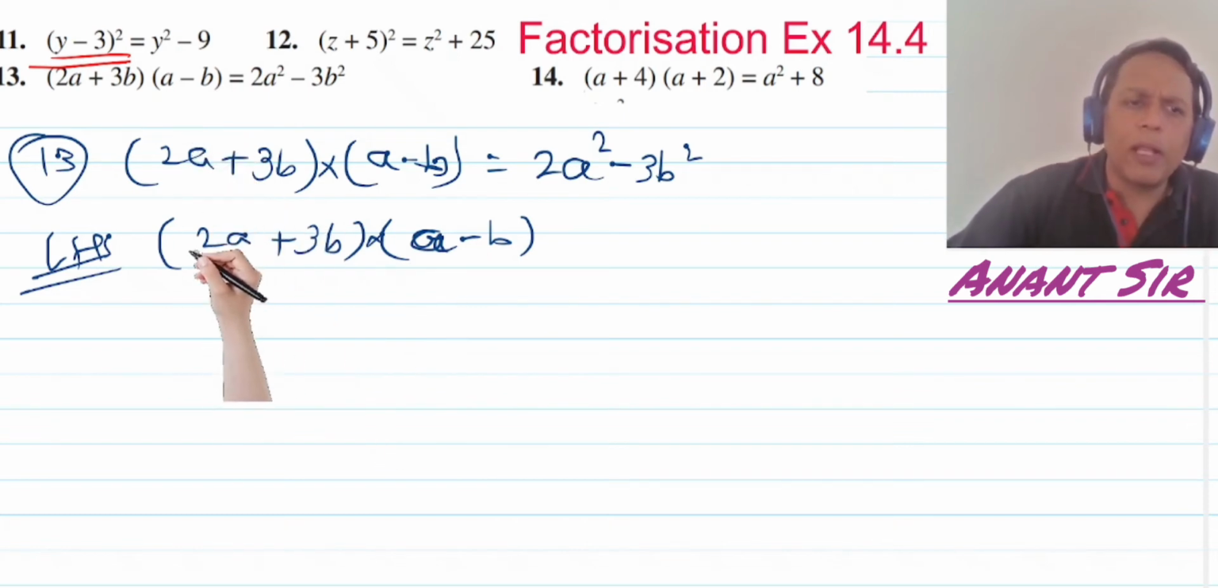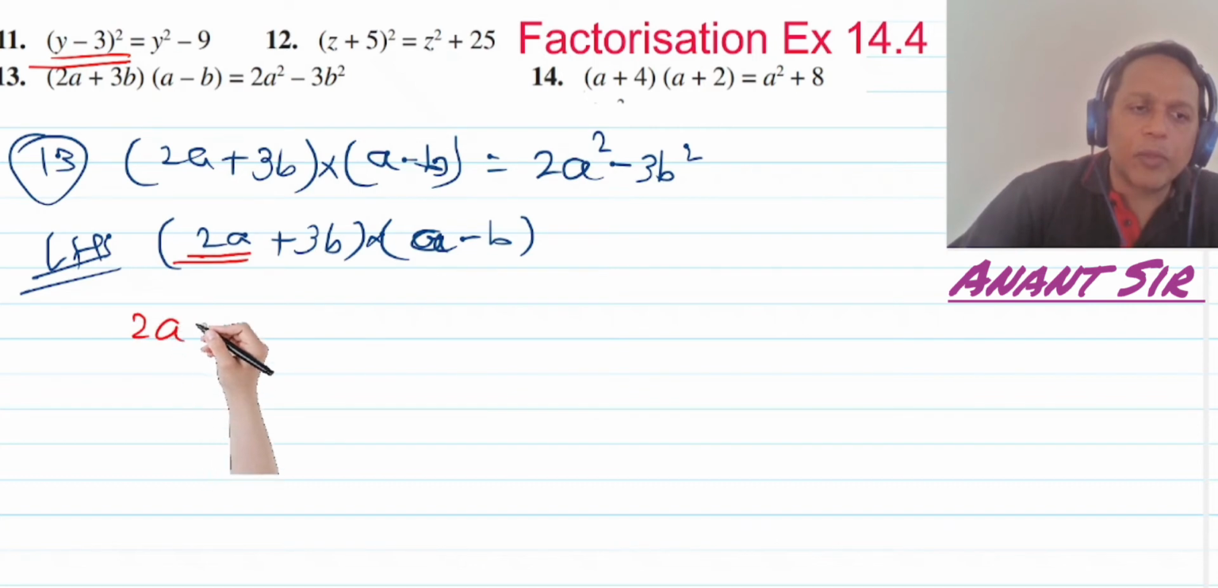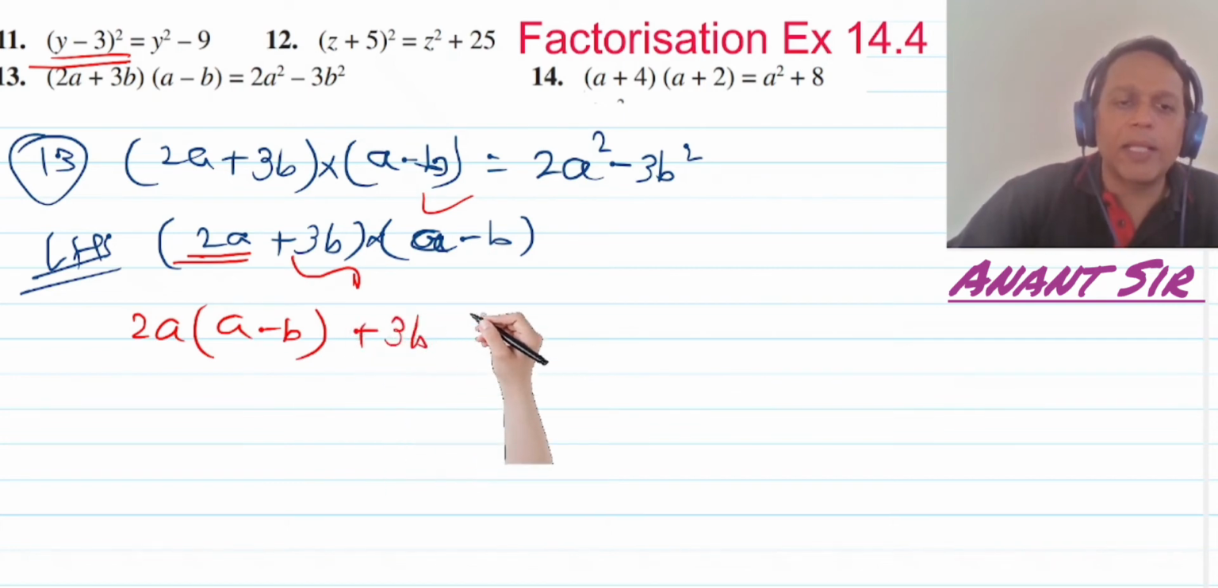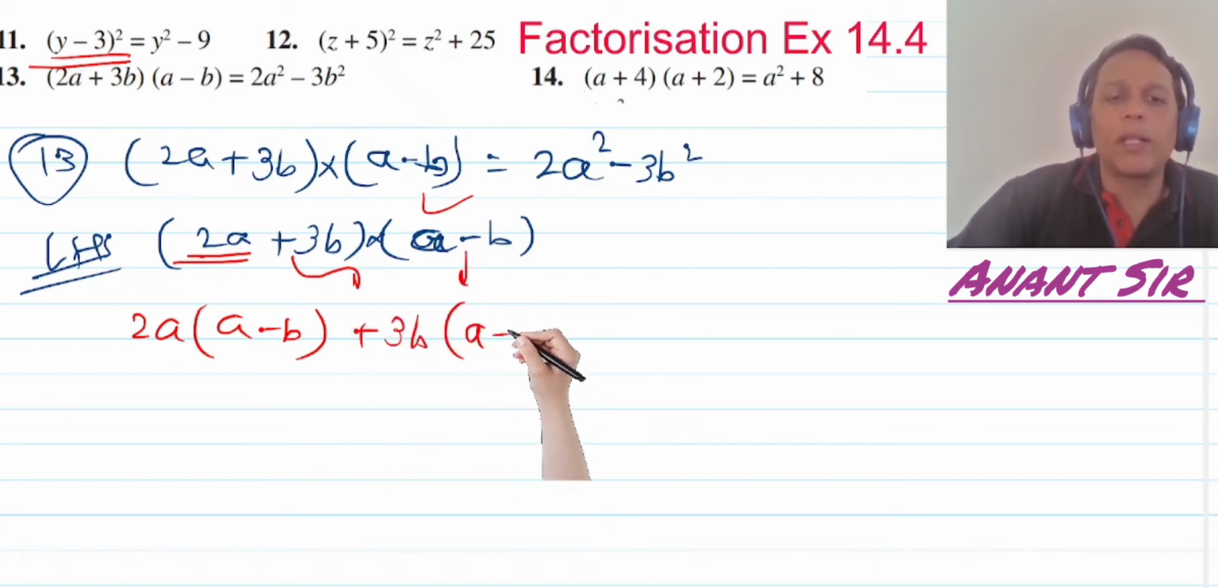So how do we multiply two brackets? I am going to write this first 2a as it is, and then I am going to write this bracket a minus b. Then I am going to write this plus 3b as it is, and again then I am going to write this bracket.